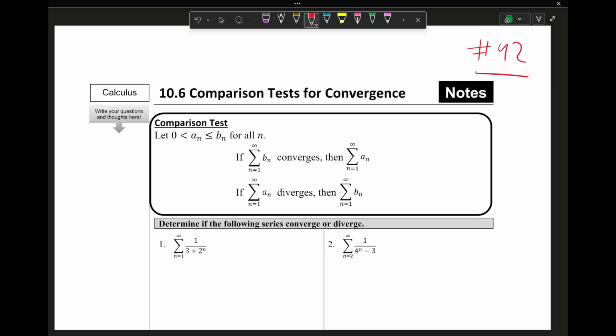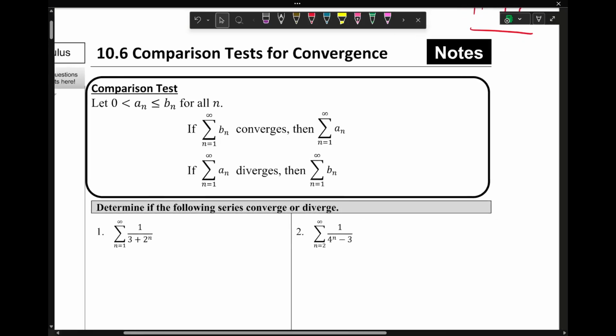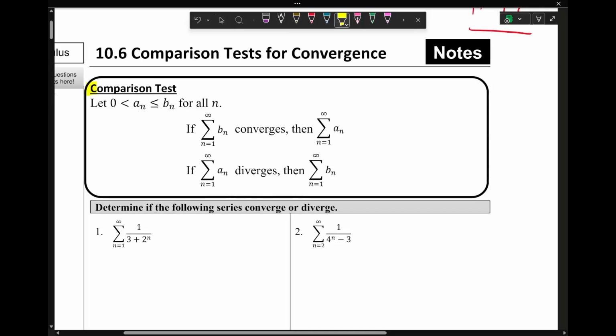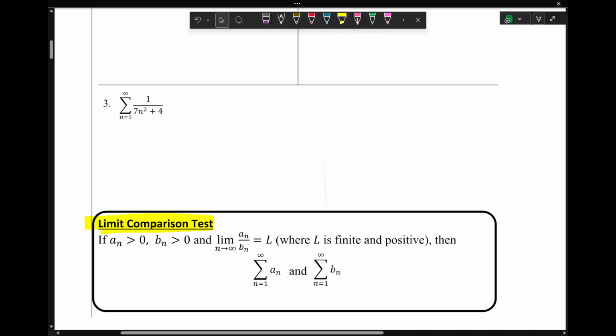P-series, if p is greater than 1, it converges. If p is less than 1, it diverges. All of those things, but now we're going to do a comparison test. And so there's two. Let me make sure that you understand there's really two different things we're going to talk about here. There's the comparison test, and then down here there's the limit comparison test. Make sure that you understand these two processes are a little bit different.